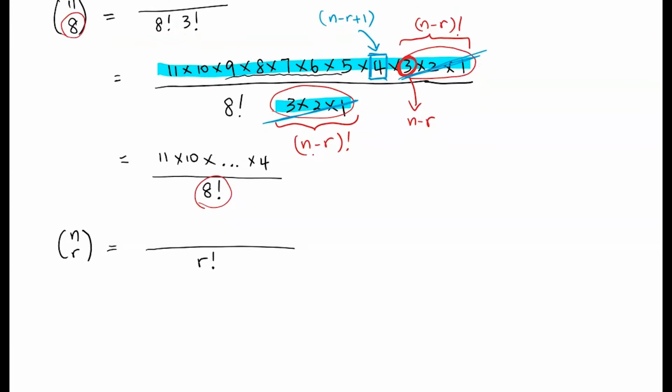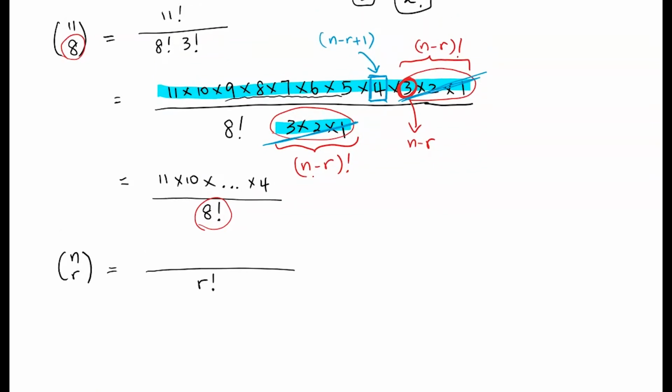The numerator requires a bit more work. We know that the first number is 11, which is actually my n. So I can say that the first number is n.